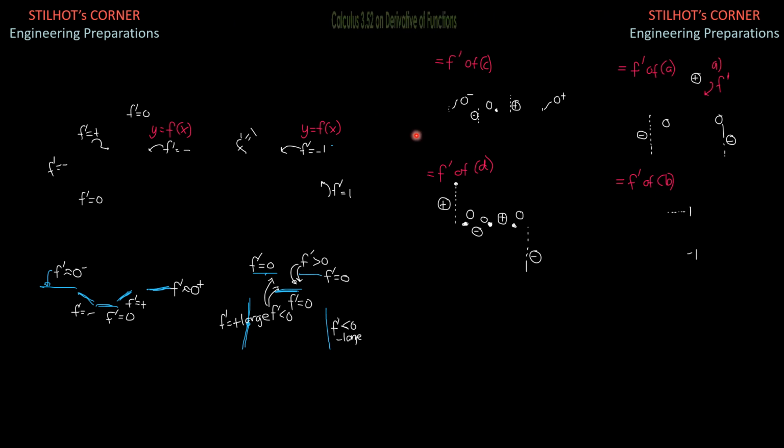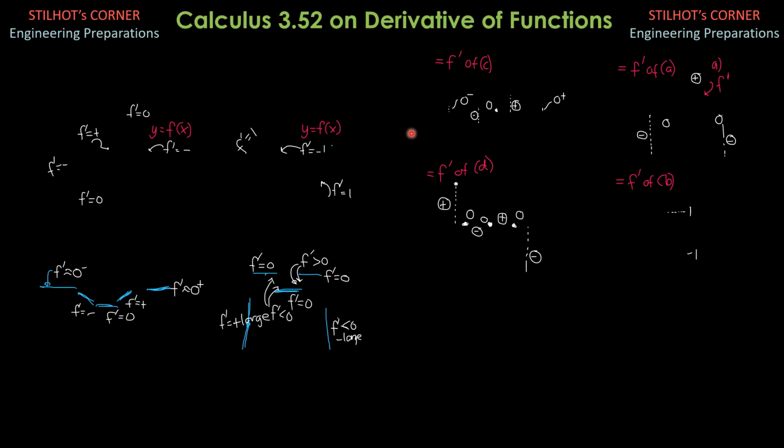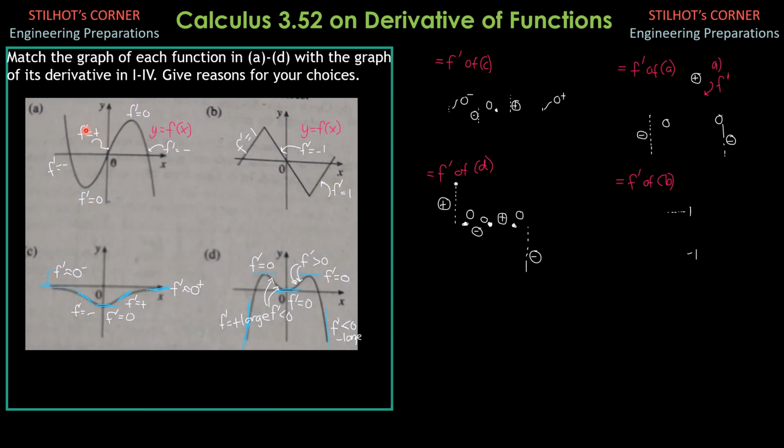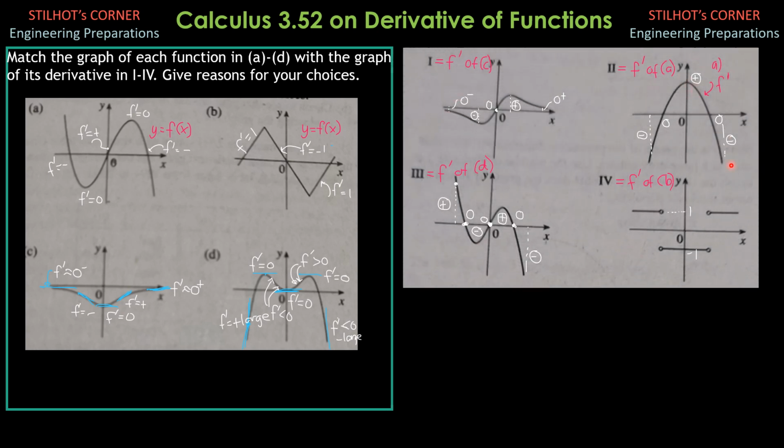So the problem is a very good one, although this is just matching type. Match the graph of each function in A to D with the graph of its derivative in 1 to 4. Give reasons for your choices. So these are the graphs from A to D, which we are going to match with the graphs of f prime from 1 to 4.